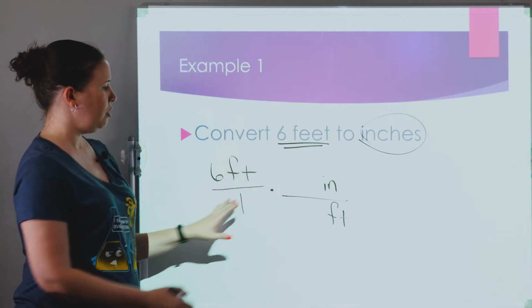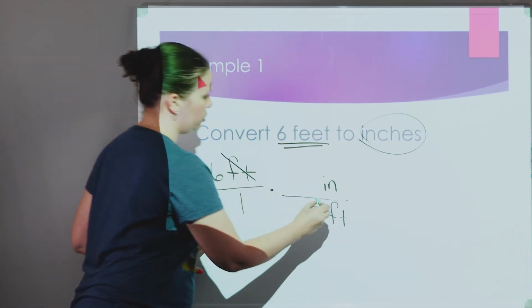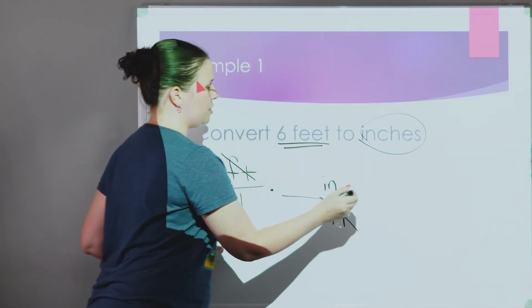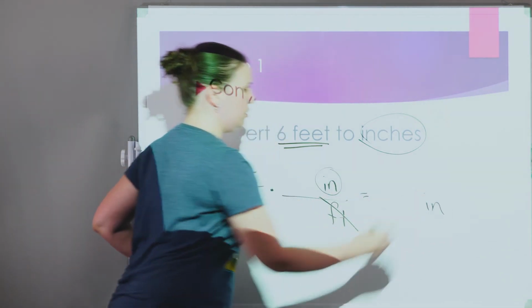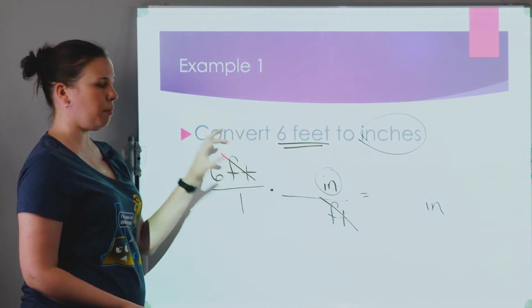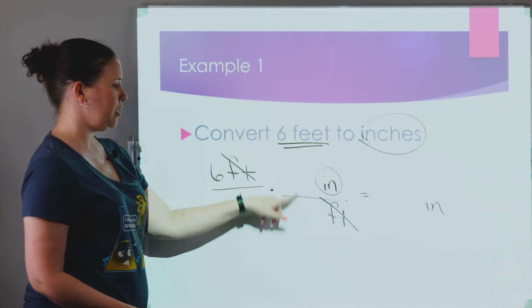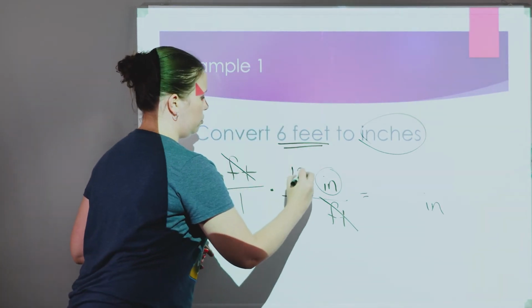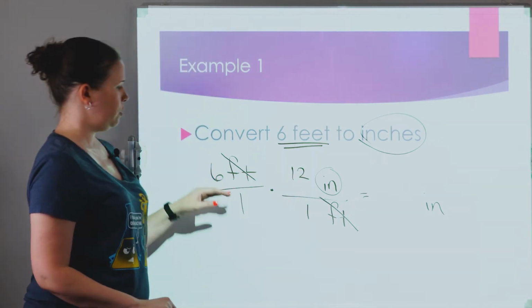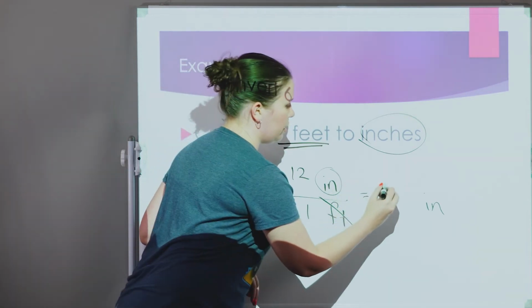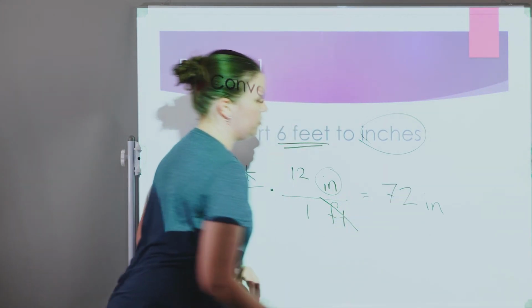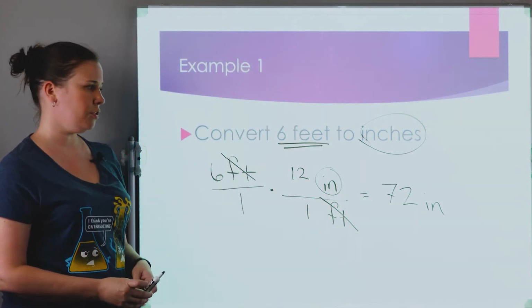So now that I have my unit set up so that feet cancels with feet and inches is left and therefore will be present in my final answer, I can plug in my numbers. I know my map works. So how many inches are there in a foot? There are 12 inches per foot. So now to solve step 3, 6 times 12 is actually 72. So I would have 72 inches.